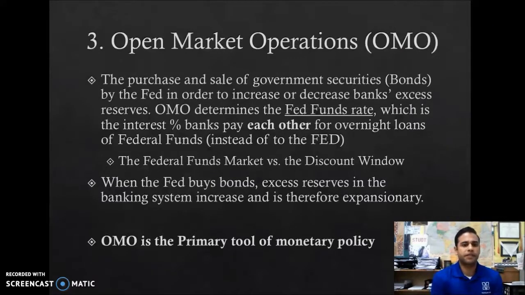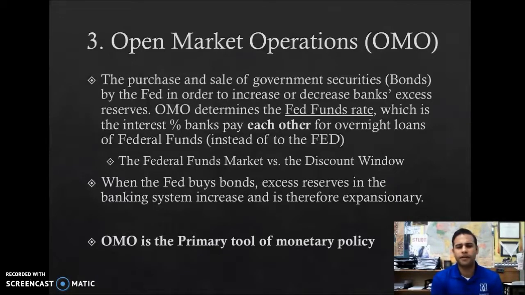So open market operations is the purchase and sale of government securities, which is really just bonds, okay, buying and selling bonds by the Fed in order to increase or decrease banks' excess reserves. So again, it always comes back to this whole idea of reserves, right? And I keep saying excess reserves. I guess I should explain that if you're required to have 10%, right, then 10% is your required reserves. But if in reality you have 12%, then you have excess reserves of 2%, right? So anything above and beyond your required reserves that you're keeping as a bank, those are excess reserves.